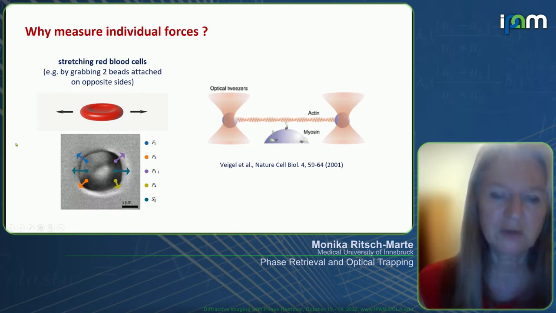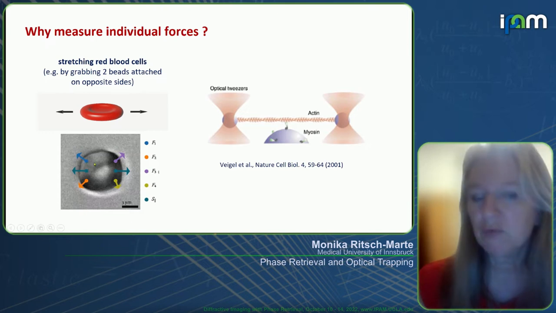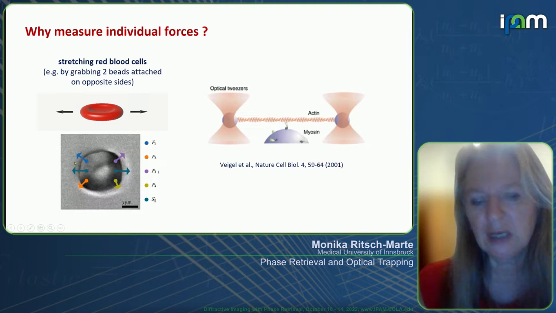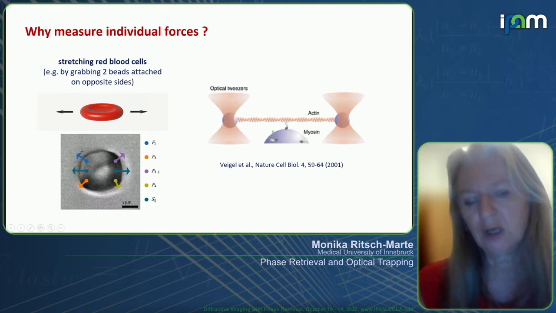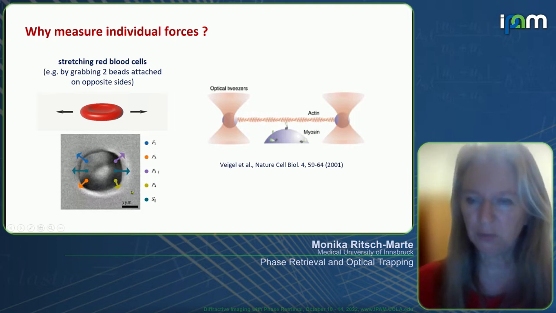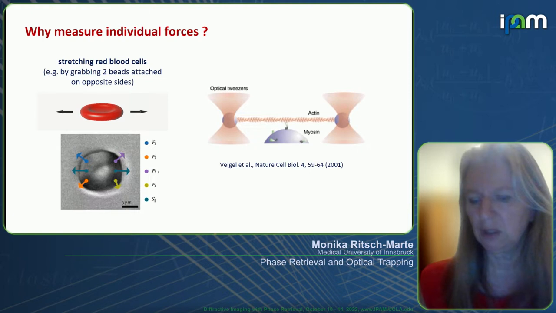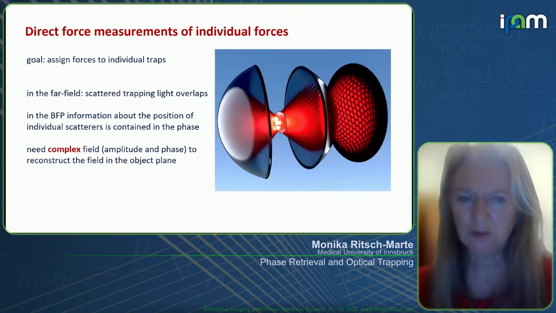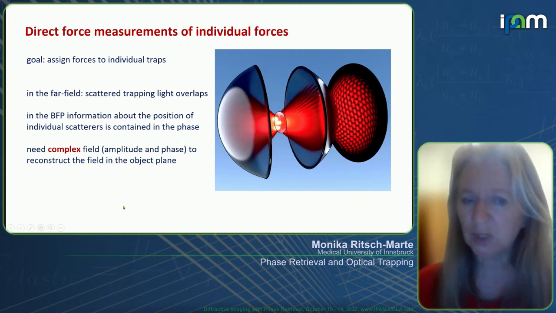You'd really want to have something where you grab one spot here, you pull there, even without the bead, just putting a spot on, you exert the force, and you really would like to know what the local force on this part of the cell would be, and the local force here, and not just the total force. And our direct force measurement is able to do that in a very precise and calibration-free way. And this is also where the inverse problem and the phase retrieval come in.